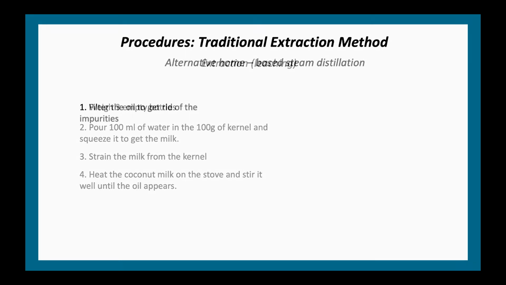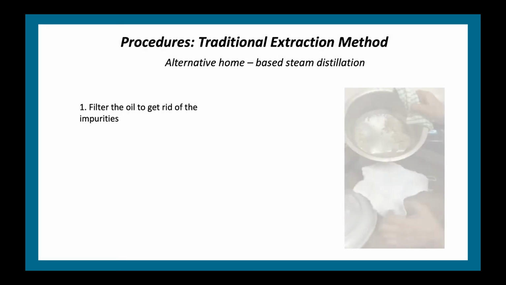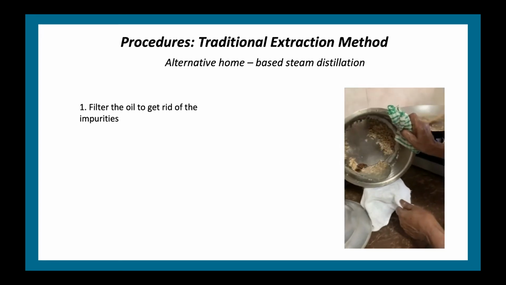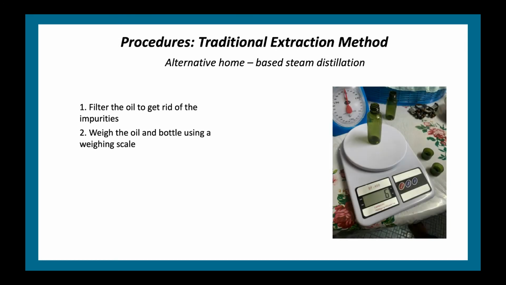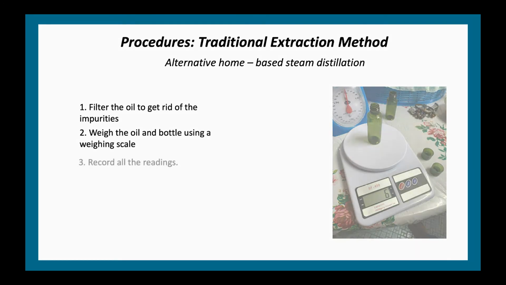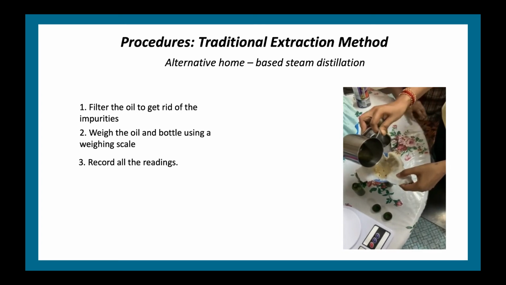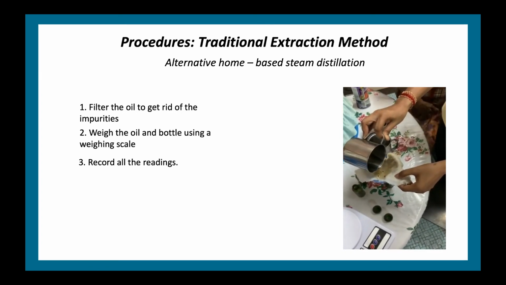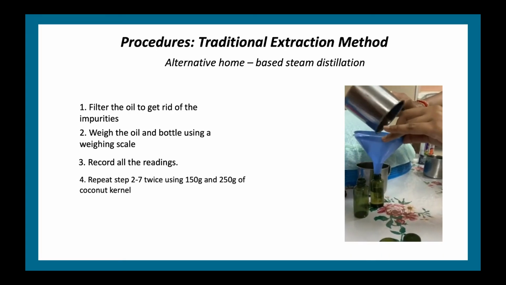And for the last process, for the home-based steam distillation, filter the oil to get rid of the impurities. Weigh the oil and bottle using a weighing scale. Record all readings. Repeat the steps twice using 150 grams and 250 grams of coconut kernel.